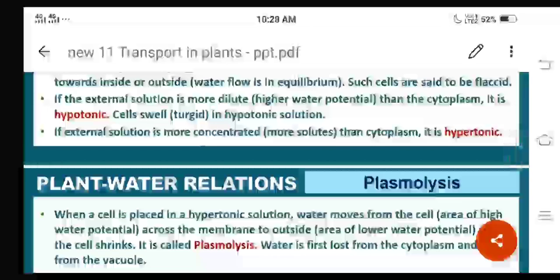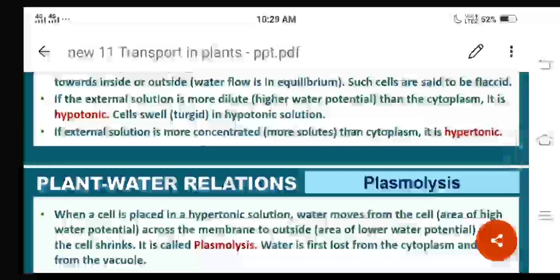Hypertonic solution, what is the definition here? If the external solution is more concentrated, it means it will have more solutes than cytoplasm, then it is said to be a hypertonic solution. It can also be defined as a solution whose osmotic concentration is more than that of another solution or cell sap.